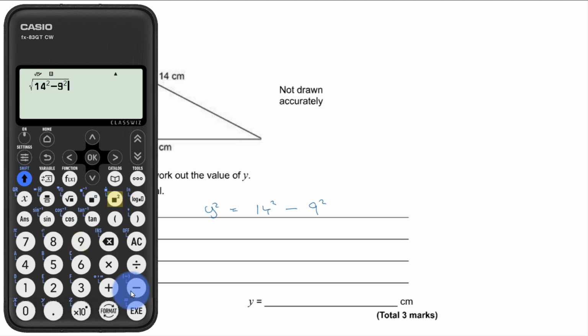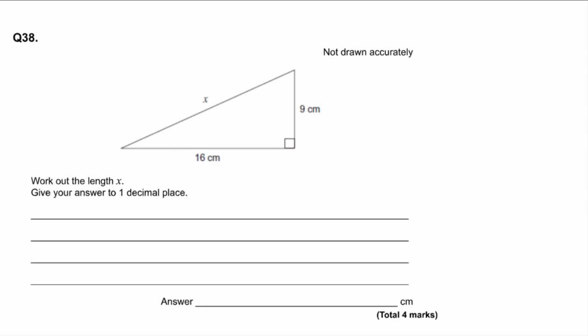Now you notice that this one's coming out as a root, so I'm going to convert that into a decimal, and you can see I'm getting 10.7 and change. So give your answer as a decimal. 3 significant figures is usually a good idea, unless it tells me anything different. It just says give it as a decimal here. 3 is sensible. I'm going to write down 10.7. Question 38. Work out the length of x. Give your answer to 1 decimal place.